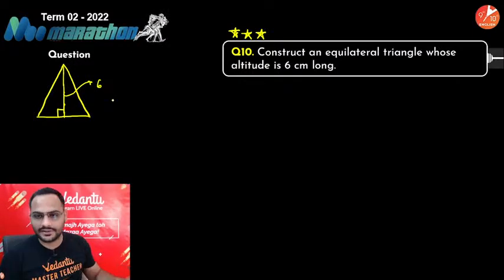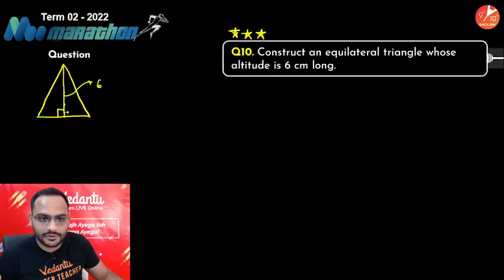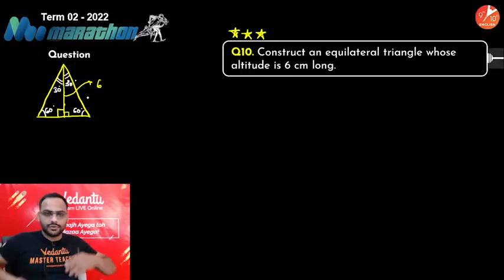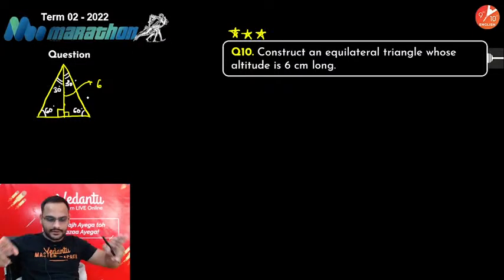Now understand the logic guys. You know this is altitude, so this is 90 degree. Okay, one more thing, you know that this angle is going to be 60 degree. This angle is also going to be 60 degree. Yes, so if you use angle sum property, you'll get to know that these two angles are going to be equal, both at 30 degree and 30 degree. Correct? So the two sides will be at an angle of 30 degree, 30 degree.